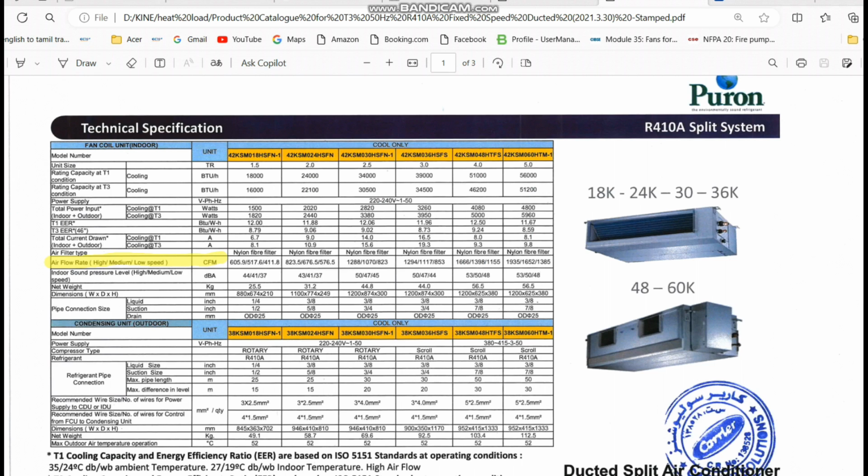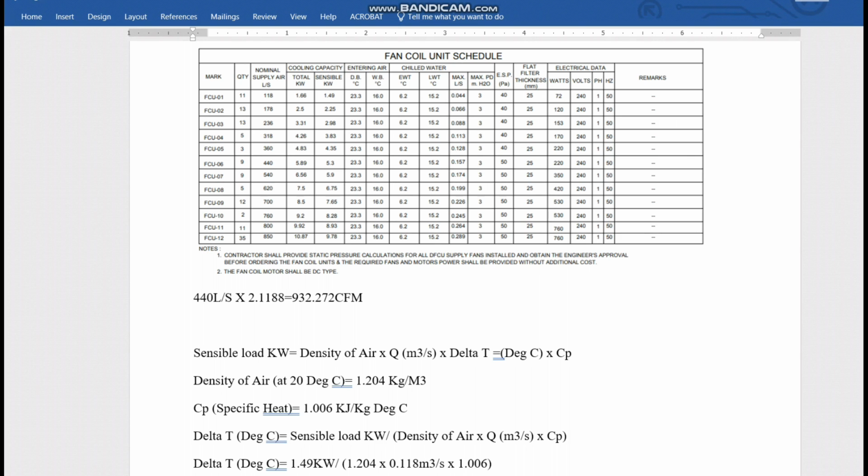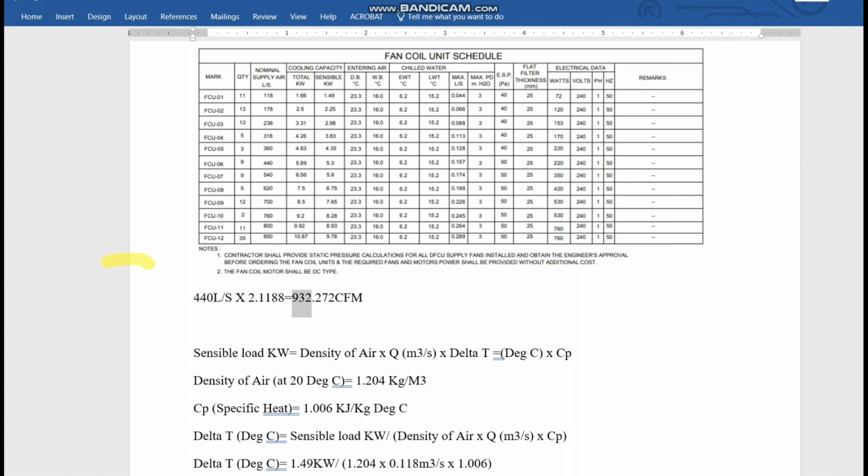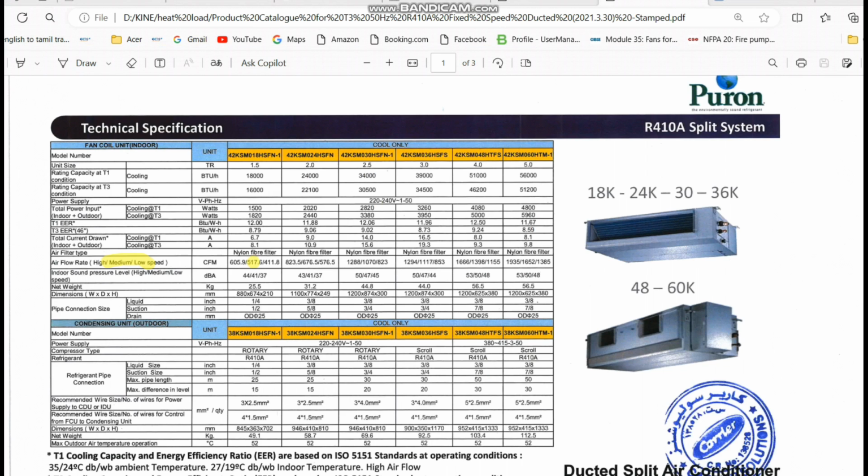Here you can see the airflow rate is given in CFM, but we got the answer in liter per second. So I just convert liter per second to CFM. 440 liter per second, I multiplied with 2.1188 to get the answer in CFM. It is 932.272 CFM. Now go to the catalog. Here you can see the CFM value, airflow rate: high, medium and low. There are three options, and we always need to select the unit at medium speed. Here we got the answer like 932. You can see different values, 517, 676, then 1070. So this airflow rate is matching with our answer.